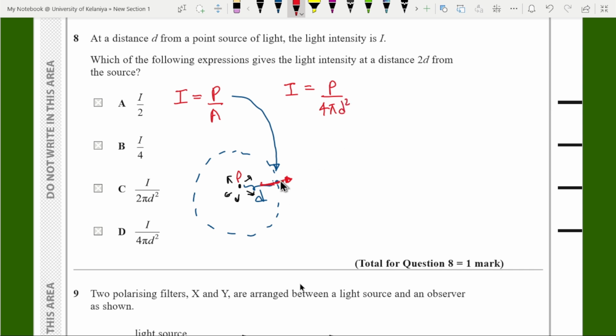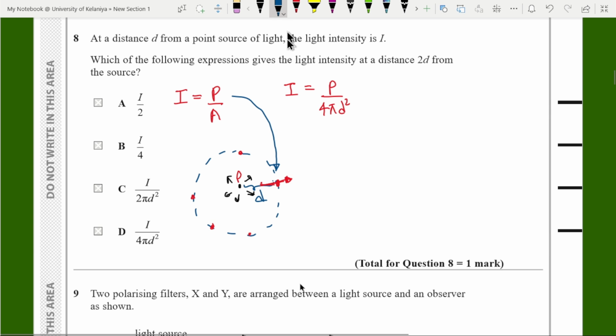You want to take the intensity at this position, it is this one. Or even if you want to take it at this position, it is this one. Any point that you take along the circle is I equals P over 4 pi d square.